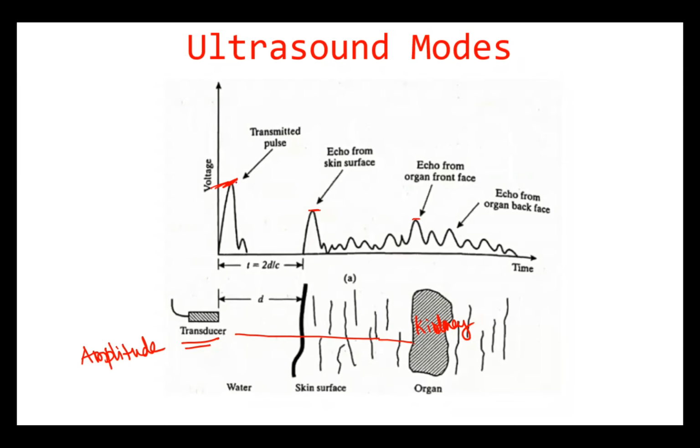Okay, so if you see the transmitted wave here, it was higher. But the receiving wave, the first receiving wave, when you compare this with the transmitted wave, there was some decrease in amplitude. So if we form an image like this, that is called amplitude mode.